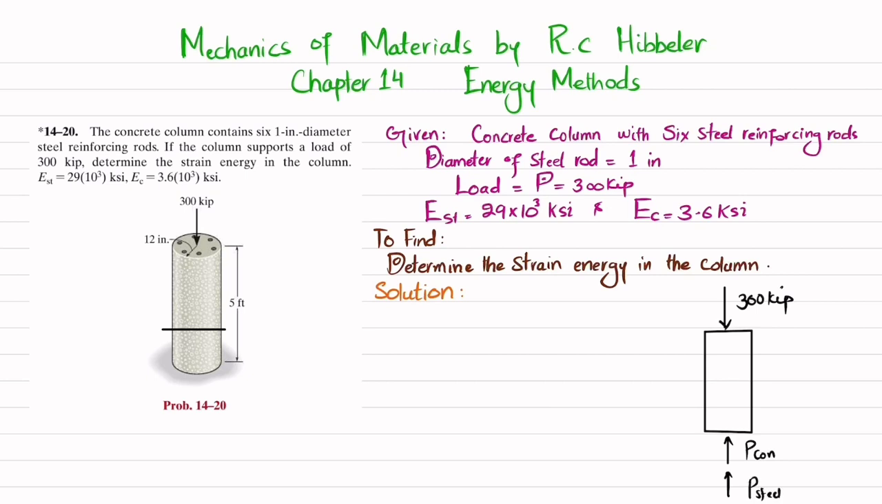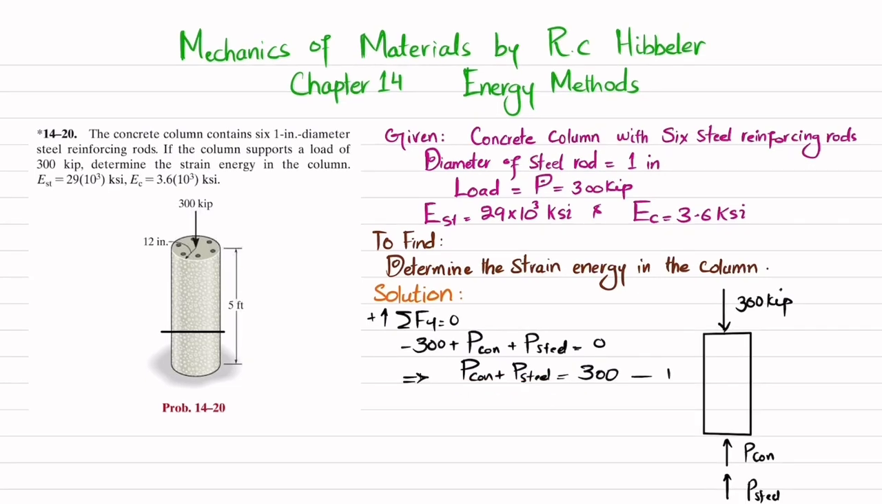So we will apply equilibrium condition in order to write the equation. So this is the equation that sum of all forces along y direction must be equal to 0 and upward force is taken as positive. So you can see minus 300, which is downward, plus P of concrete plus P of steel is equal to 0. So from here we can say that P of concrete plus P of steel is equal to 300. Means that this 300 kips load is taken, some portion is taken by concrete while some is taken by this steel rod. So this is your equation number 1.